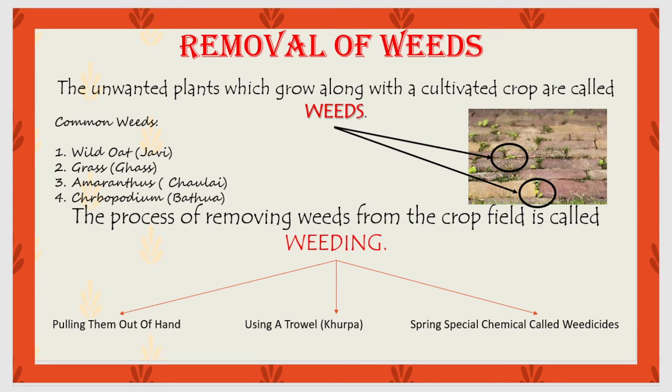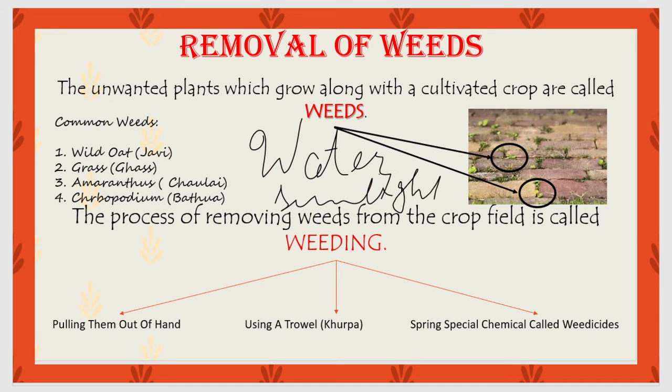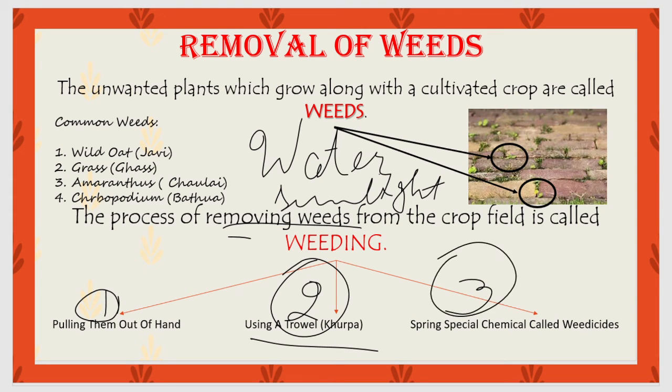Weeding is necessary because weeds compete with crop plants and depend on the same resources. They require water, sunlight, and all the things that crop plants require. So we have to remove them from the fields. There are three ways. First, pulling them out by hand. Second, using a trowel, which is khurpi. Third, using special chemicals called weedicides.